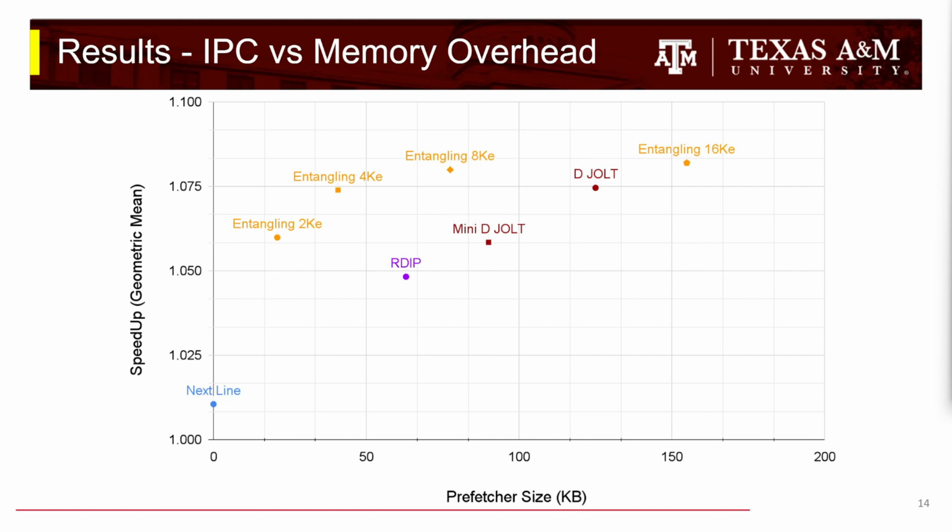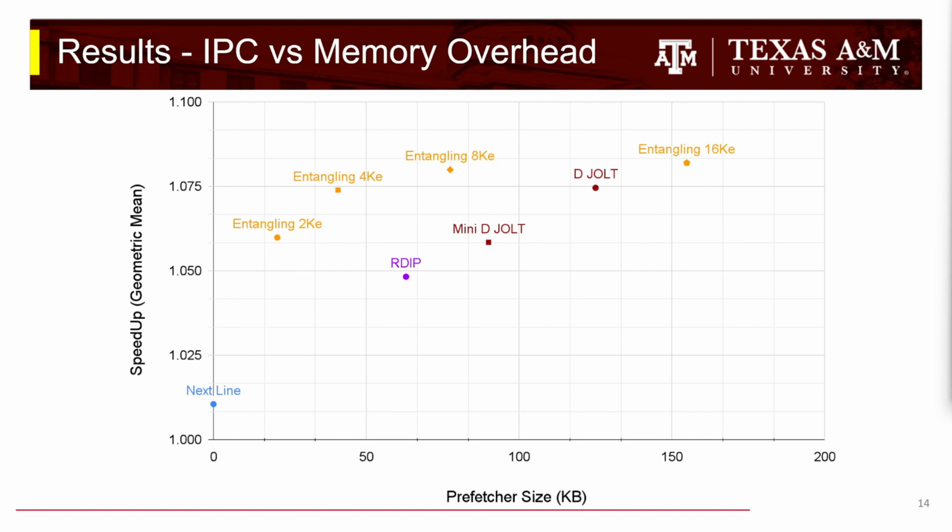This graph shows the speedup of every prefetcher we tested with respect to no prefetcher versus the size of the prefetchers. The entangling prefetchers all showed significant speedups while minimizing the size. The entangling prefetcher with a 16,000 entry entangled table showed diminishing returns given its size, showing that 4,000 to 8,000 entries in the entangled table is ideal for a high performance to size ratio. Some prefetchers, like DJOLT and mini DJOLT, showed similar speedup but at a much larger prefetcher size. RDIP had worse performance with its lower speedup and larger size.